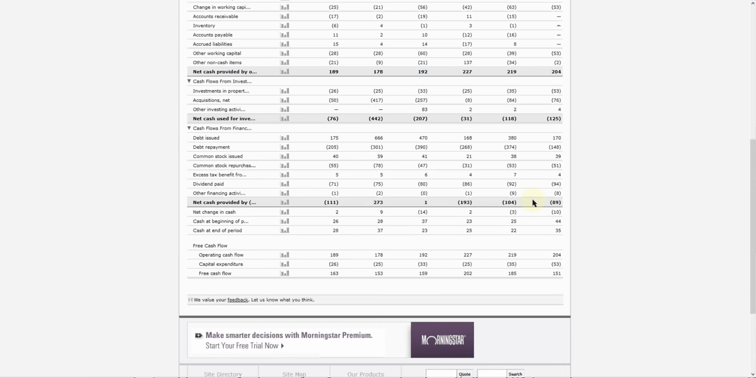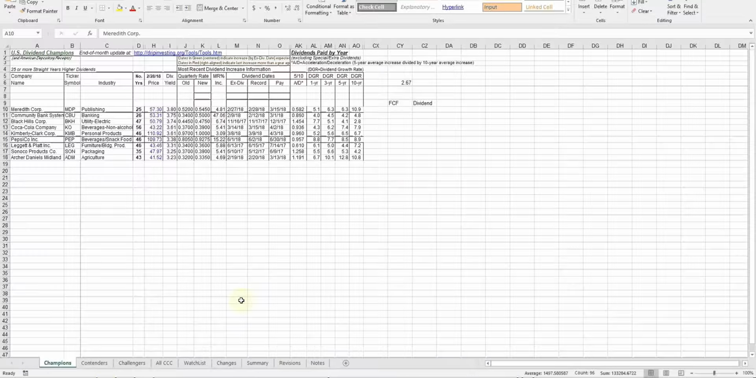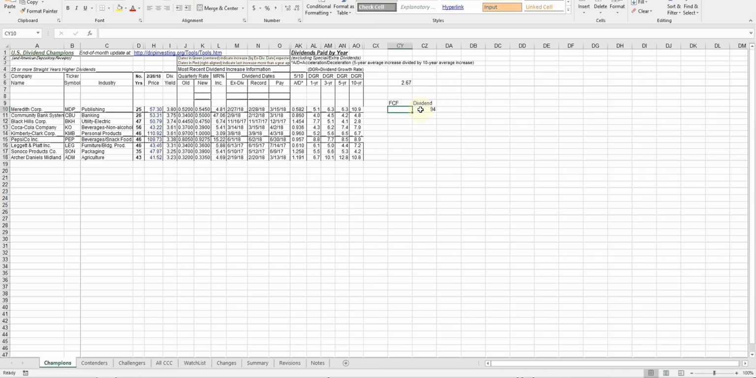So if we scroll down here, we can see that the free cash flow here is 151, and that the dividend paid here is 94. So 94 and 151. So you can see that that's 62%. So the dividend takes up 62% of the cash flow. That's perfect. I mean, I look for anything that's under 70, maybe 75 at a push. So 62% fits in. I would do this for each of these companies, and I'd eliminate on it.